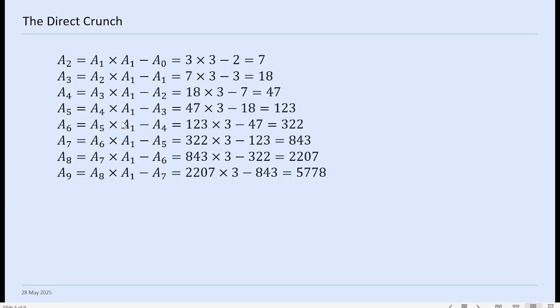Okay, so we can literally just power this out. So we know that a1 is 3. We know that a0 is 2. So a2 is 3 times 3 minus 2, which is 7. A3 is 7 times 3 minus 3, which is 18. A4 is 18 times 3 minus 7, and so on until we get to a9. We just calculate it out, 5,778. Okay, I'm calling that the direct crunch.